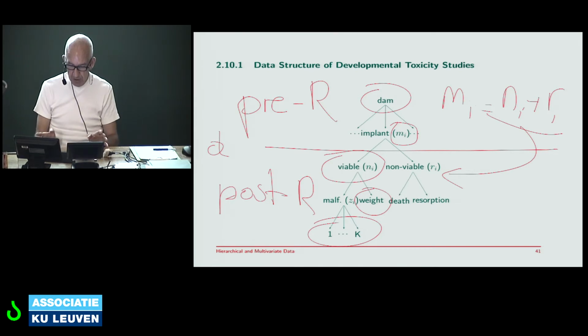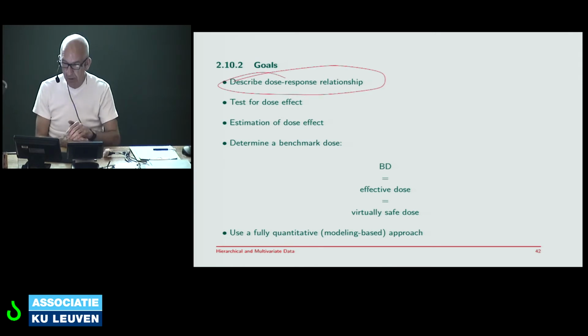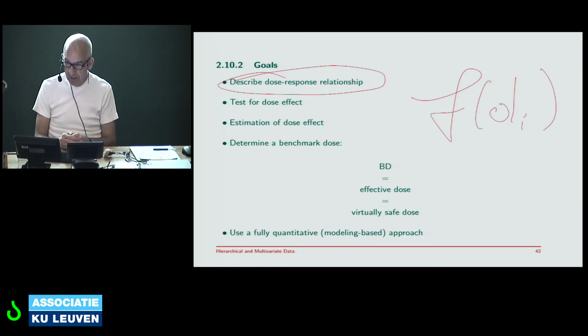Now, before we start panicking, because it's such a complicated design, and it is, we should realize that we are not obliged to, from day one, start to analyze the entire data structure. We can formulate meaningful sub-questions and simplify the development a little bit. So, what is the question? The dose-response relationship, I already mentioned that. What is, for example, the fraction of viable fetuses as a function of dose? A function of dose is of interest. We may test for the dose effect.